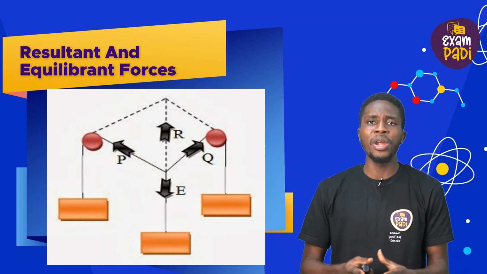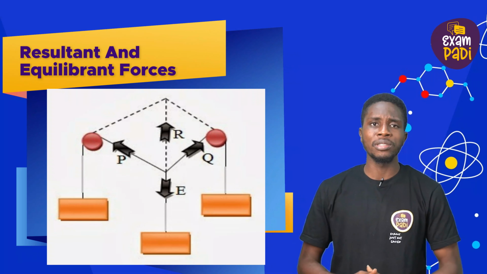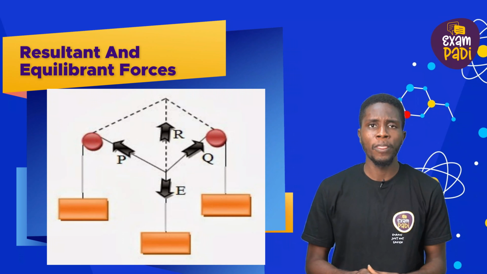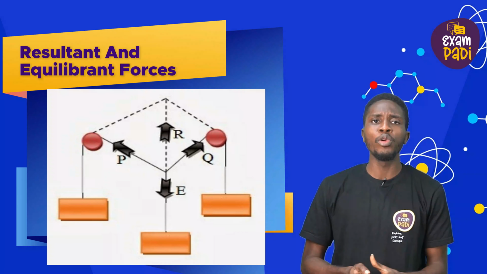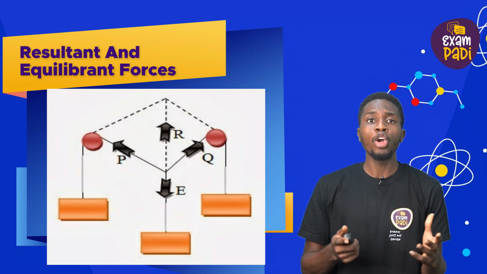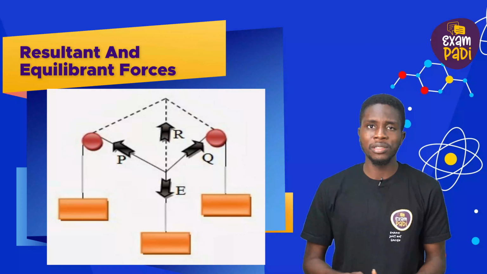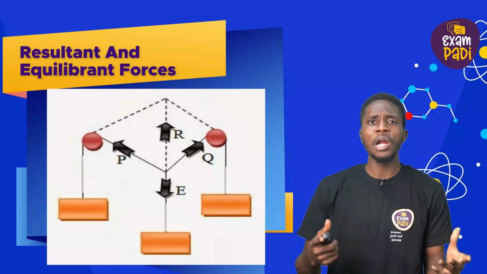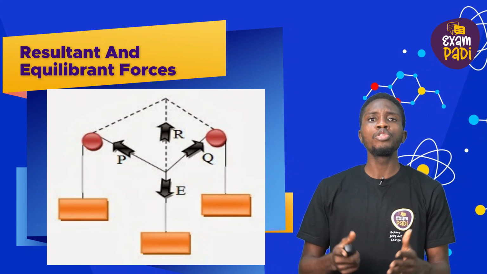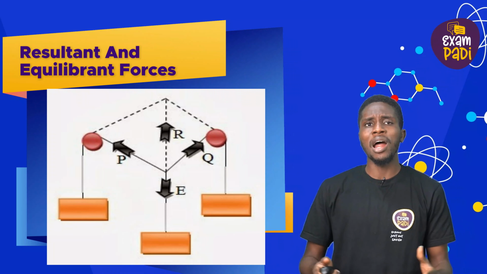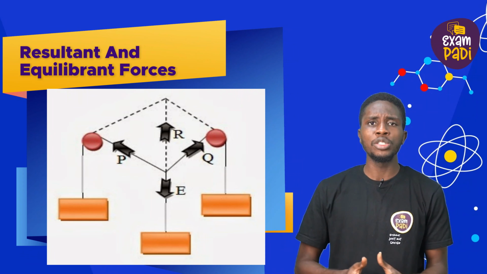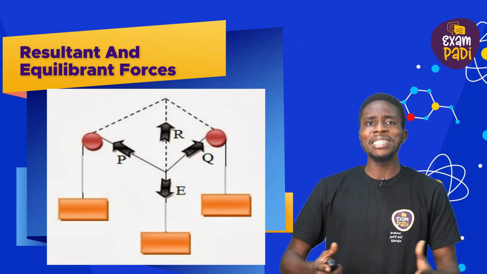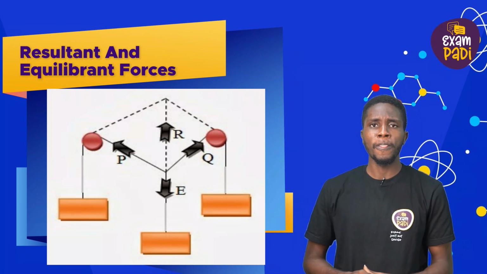In the force board experiment, there are two forces, P and Q, acting at a point O. When these forces are in equilibrium, meaning the object doesn't move or rotate, their resultant force is determined by the parallelogram method. This resultant force, labeled as R, has the same magnitude as the combined effect of P and Q, but acts in the opposite direction.